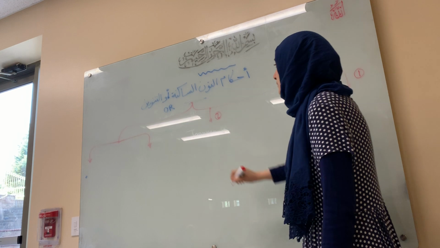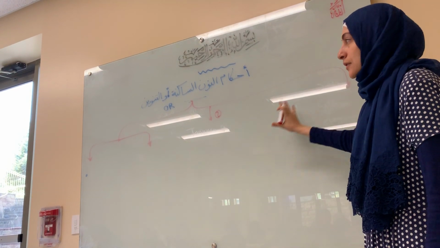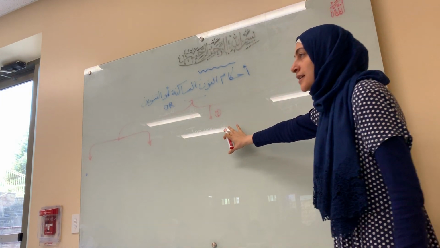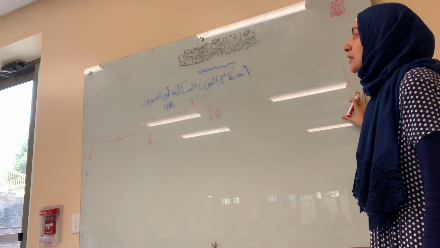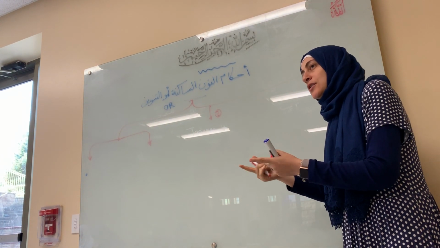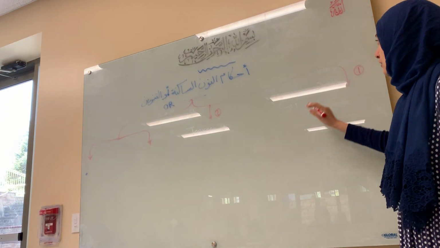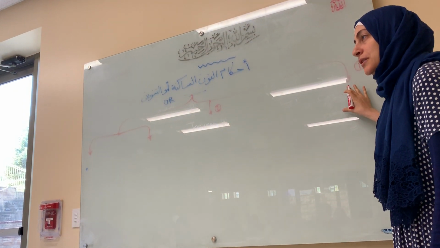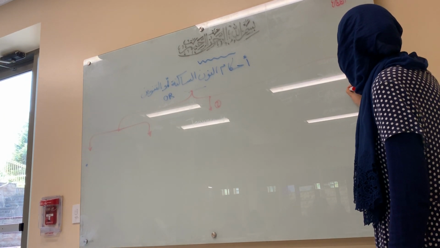And they are the easiest of the four rules. Why are they easy? Because you can recognize them by shape. Just by looking at the shape of it, you tell me what's the name of the rule right away, right? So the first easy rule we learned last time is what? Iqlab.